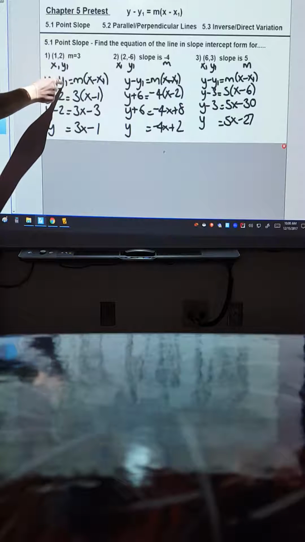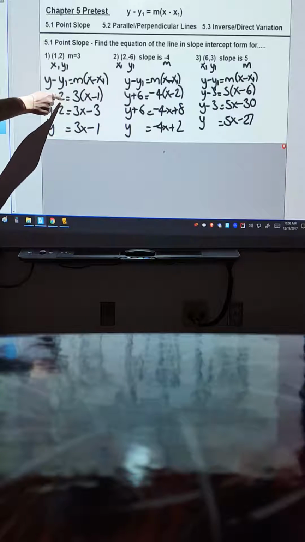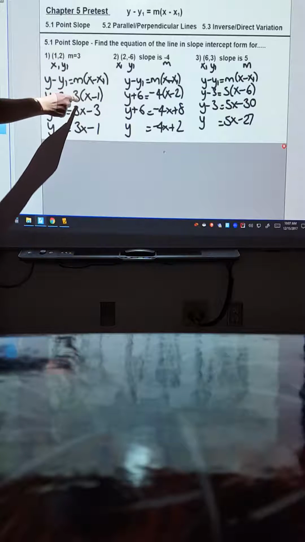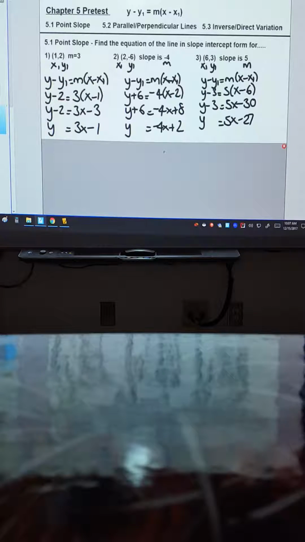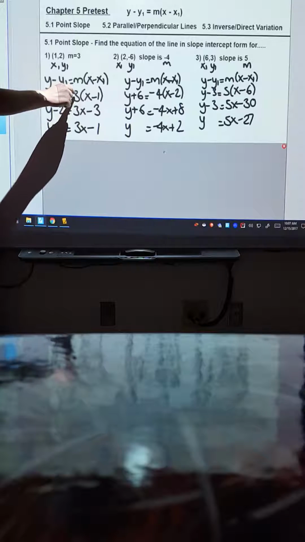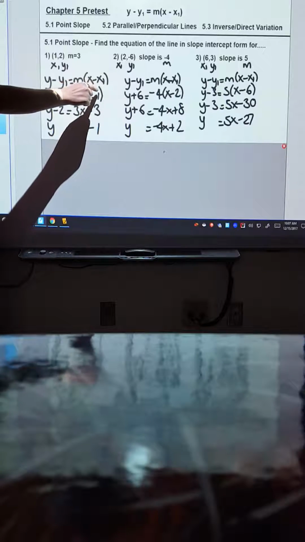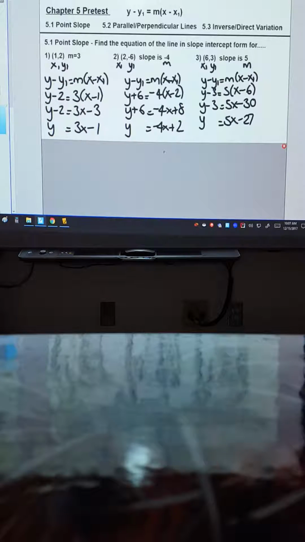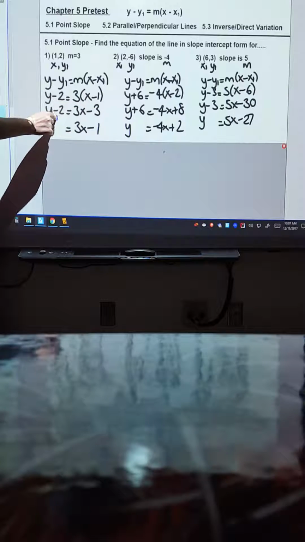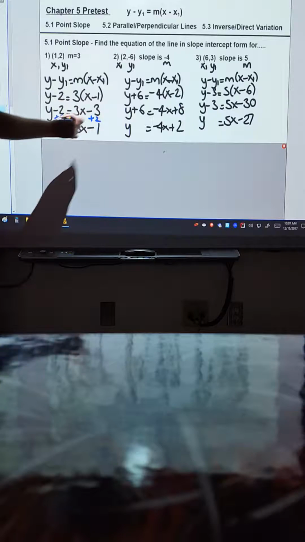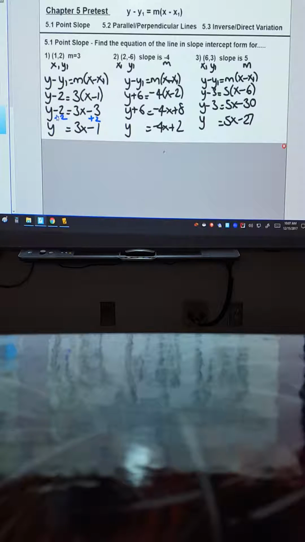So where it says y1, I'm just simply going to write in my value 2. Where it says m, the slope, I'm going to write in 3. Where it says x1, I'm going to substitute in 1. We multiply out 3 times x, 3 times -1. And to make it say y equals, bring the -2 to the other side by adding 2 to both sides. And this would cancel on this side.